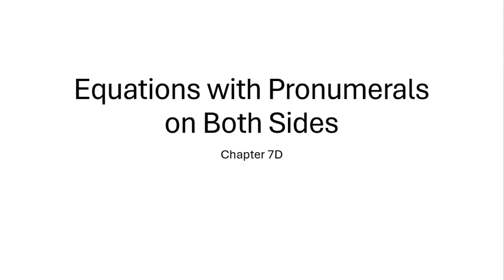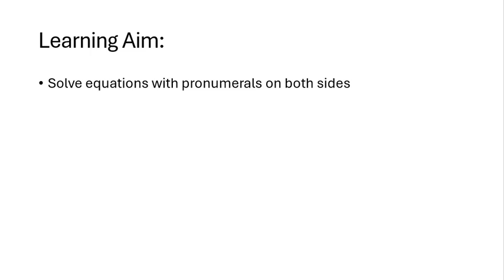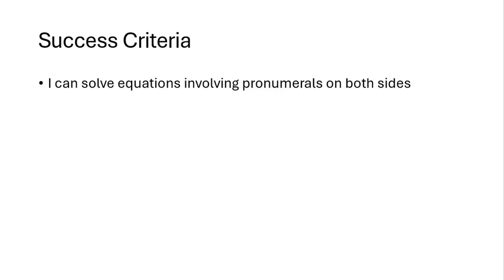All right. So this is chapter 7D, and we're dealing with equations with the pronumerals on both sides. If you don't remember what pronumerals are, they're just another word for variables, aka the letters. So we're just gonna deal with that. Learning aim: solve equations with the pronumerals on both sides, and hopefully by the end of this video, you can solve these kinds of equations.